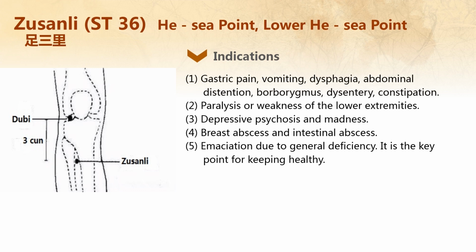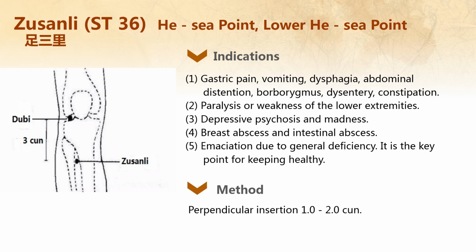Indications, first, gastric pain, vomiting, dysphagia, abdominal distension, borborygmus, dysentery, constipation. Second, paralysis or weakness of the lower extremities. Third, depressive psychosis and madness. Fourth, breast abscess and intestinal abscess. Fifth, emaciation due to general deficiency. It is the key point for keeping healthy.